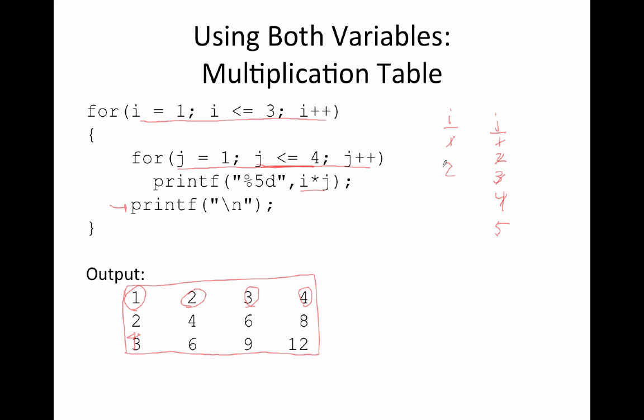While i has the value 2, j is going to go through all the values 1, 2, 3, 4. So we're printing 2 times 1, 2 times 2, 2 times 3, 2 times 4. And when j gets the value 5, that'll print the new line character. And then i will get the value 3. Once again, j is going to go through all the values 1, 2, 3, 4. So we're printing 3 times 1, 3 times 2, 3 times 3, 3 times 4. When j gets the value 5, that gets us out of the loop.